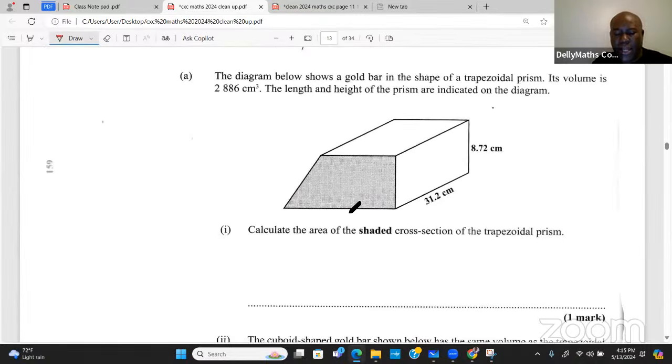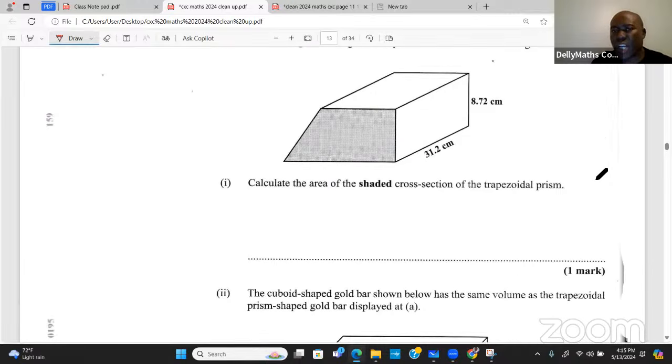All right, we are at our measurement question, question 6. Question 6 says, the diagram below shows a gold bar in the shape of a trapezoidal prism. Its volume is 2,886 cm cubed. The length and the height of the prism are indicated. All right, so we're looking at that. Calculate the area of the cross section. So the cross section is the shaded area here.